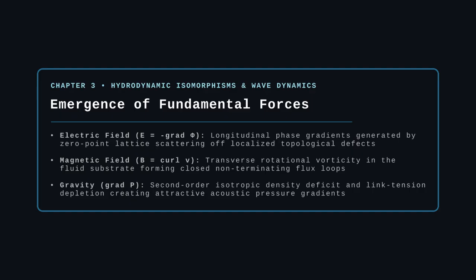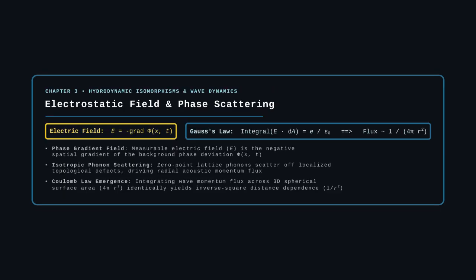We define the local phase deviation of a medium as a scalar field, phi of x and t. The measurable electric field vector, E, corresponds to the negative spatial gradient of this phase displacement, E equals negative grad phi. When zero-point lattice phonons scatter off these localized topological phase defects, the resulting acoustic radiation momentum flux propagates isotropically through the 3-dimensional grid. Integrating this wave momentum flux across a closed spherical boundary, A, yields Gauss's law identically.